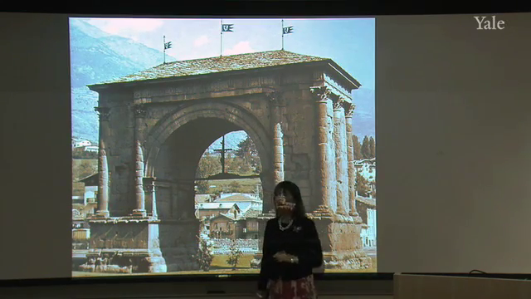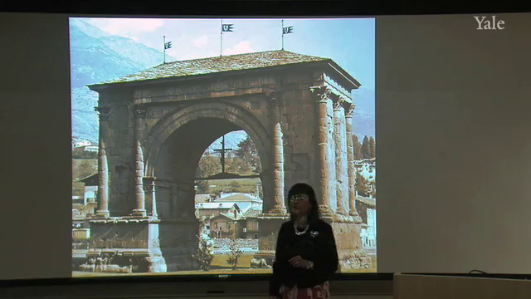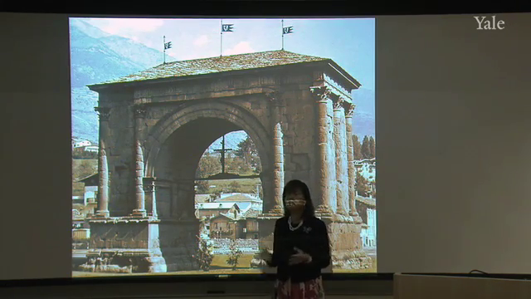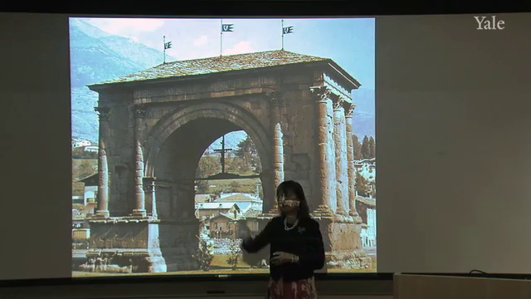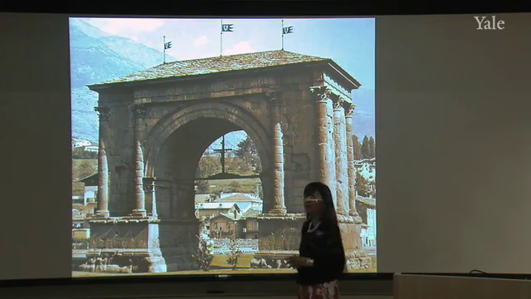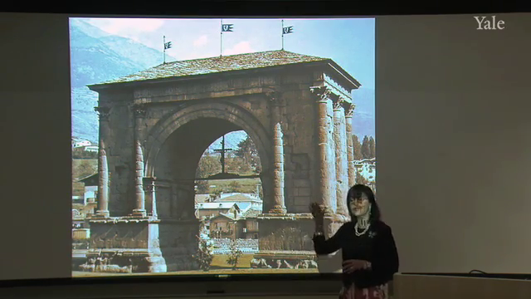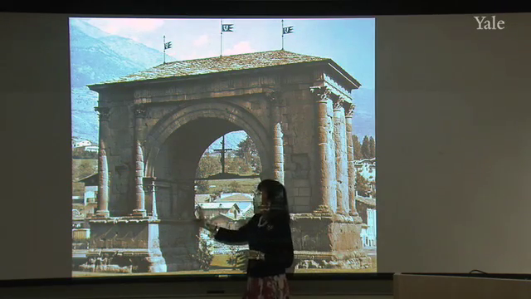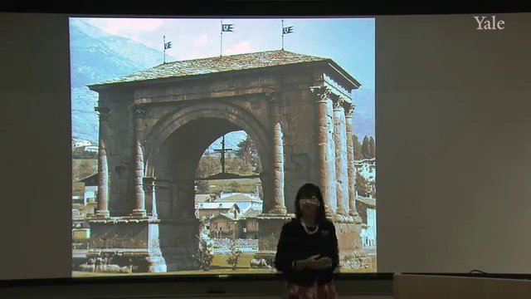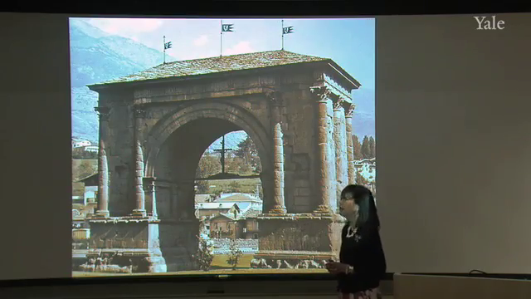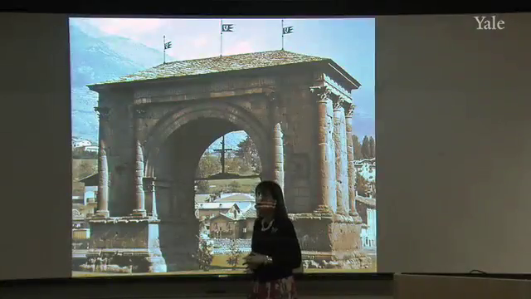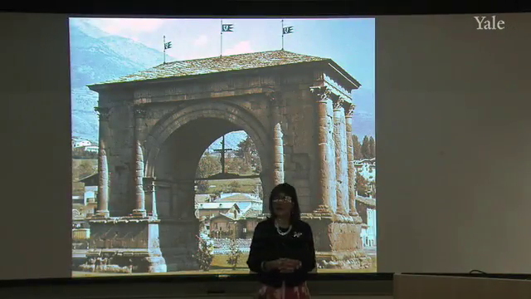The attic is gone. There's a modern roof on top of the structure. The ancient attic is gone, but you can imagine that it would have had a fairly traditional attic with an inscription at the apex and probably some kind of sculpture crowning the monument in antiquity. Now, there's one detail that has to do with the orders that are used here that is different from any other arch that we've seen before, and I wonder if any of you notice what that is.